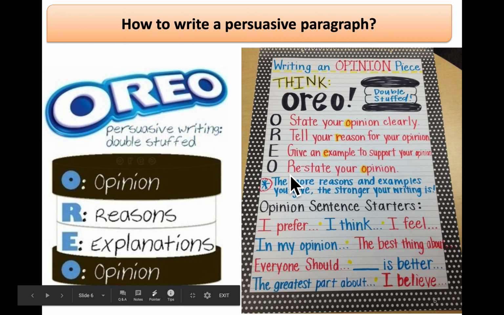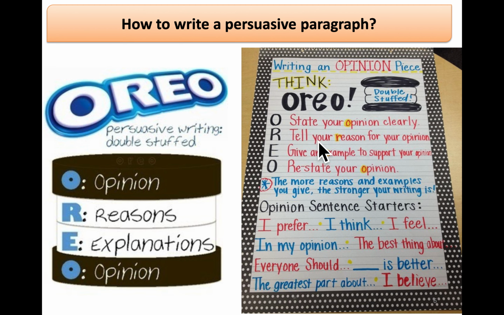Alright, so here you have a picture that goes into more detail. O for opinion. State your opinion clearly. Tell me clearly what it is you are trying to convince me of. Next is the R. Tell your reason for your opinion. E is the explanation. Give an example to support your opinion. My last O is to restate my opinion. The more reasons and examples you give, the stronger your writing is.